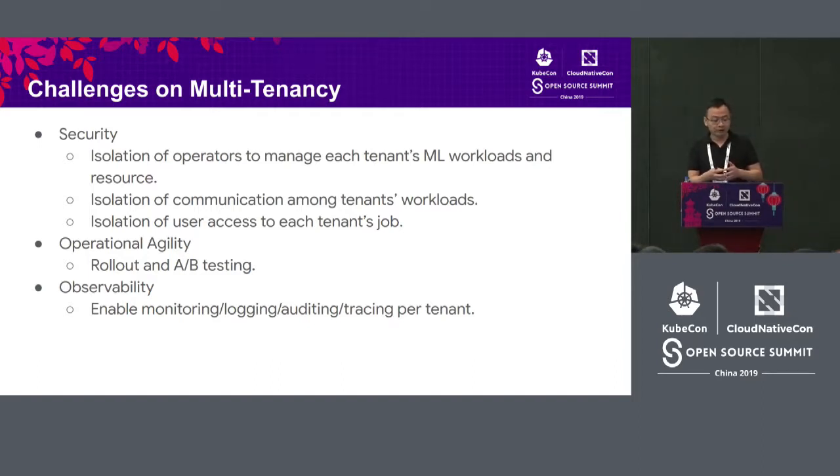The second one is operational agility. So after you build new models, Istio can help you easily test and verify how good the model is. So Istio provides traffic splitting, traffic mirroring. After you verify it's a good model, then you can leverage Istio to roll out the new model safely and easily. The last one, observability. Each tenant wants to have its own view of monitoring, logging, auditing, and tracing. So they can take advantage of Istio to do troubleshooting and react quickly to provide good SLO.